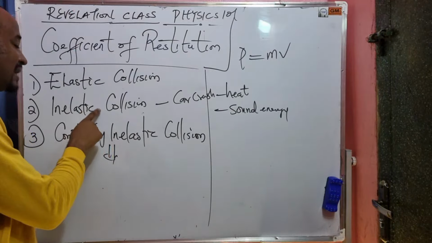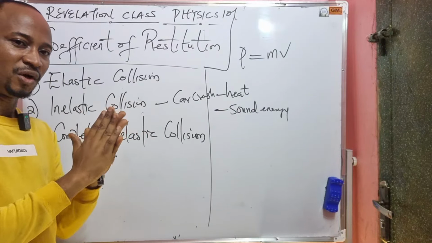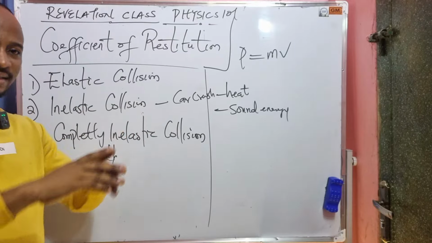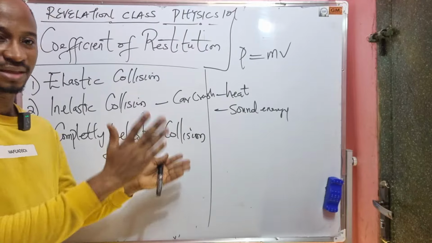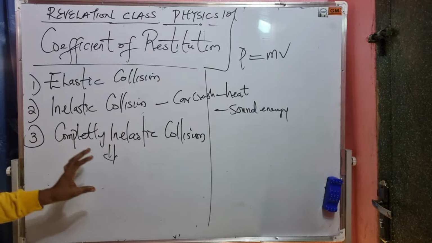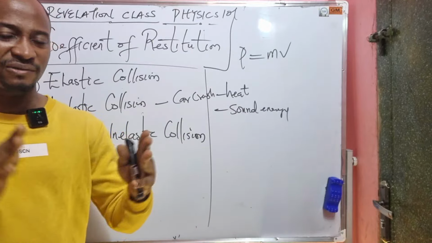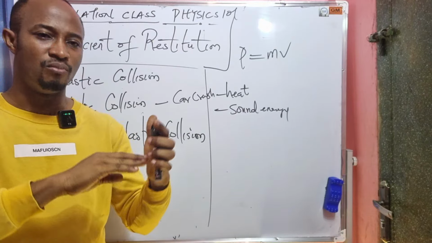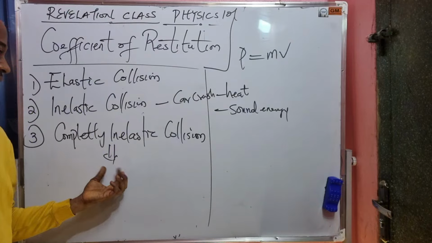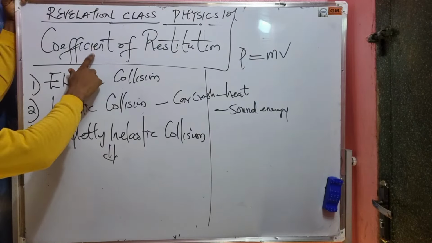But in inelastic collision, when they collide, they will not stick together. There will be a rebound, meaning after they collided, they still move their separate ways or in the same direction. We call such a collision inelastic collision. But when it comes to completely inelastic collision, as the two bodies collide, they must stick together and move in the same direction. We call such a collision completely inelastic collision.